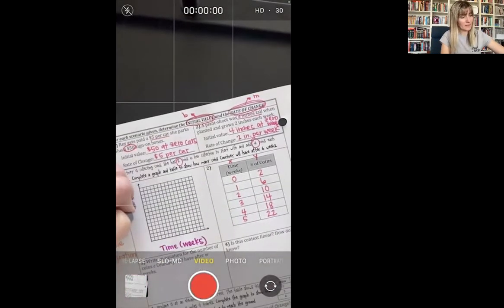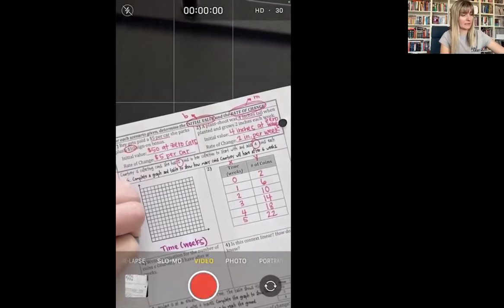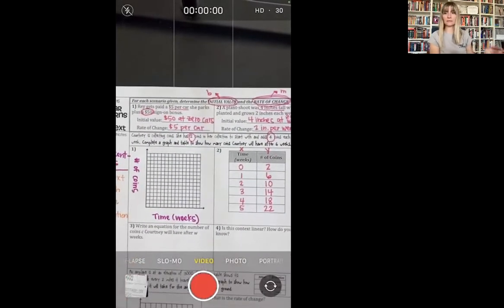And this is number of coins. Now I can see on my screen that my hand is delayed from the other. I don't know if it'll be like that in the final recording, but we'll see.